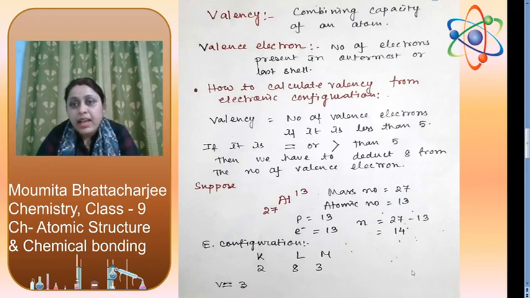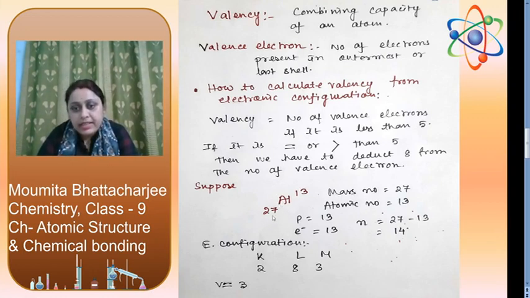What is the name? Penultimate cell. Now, valency equals to... how to calculate valency from electronic configuration? Valency equals the number of valence electrons if it is less than 5. Mind it, valency will be the number of valence electrons if it is less than 5. If it is equal to or greater than 5, then we have to deduct 8 from the number of valence electrons. Now it will be clear if we do these calculations by taking an example.